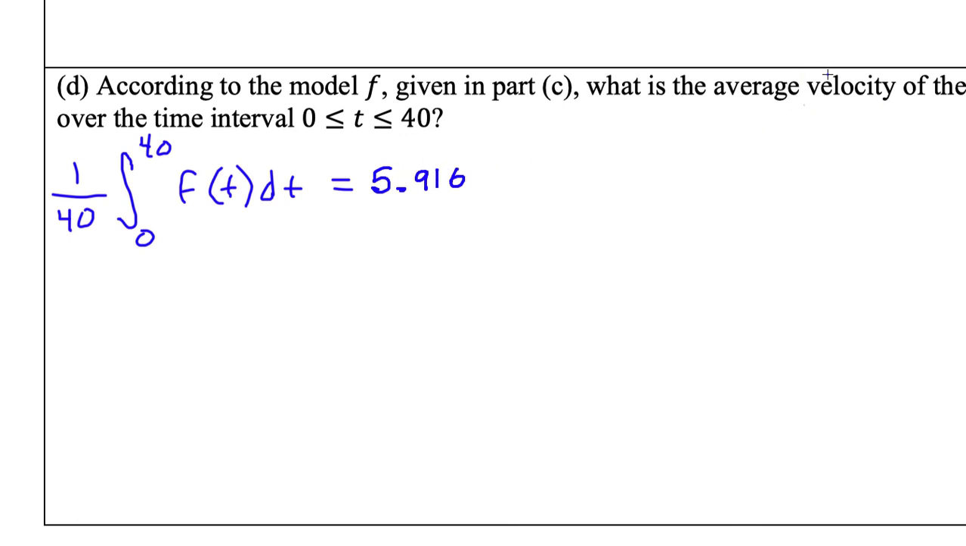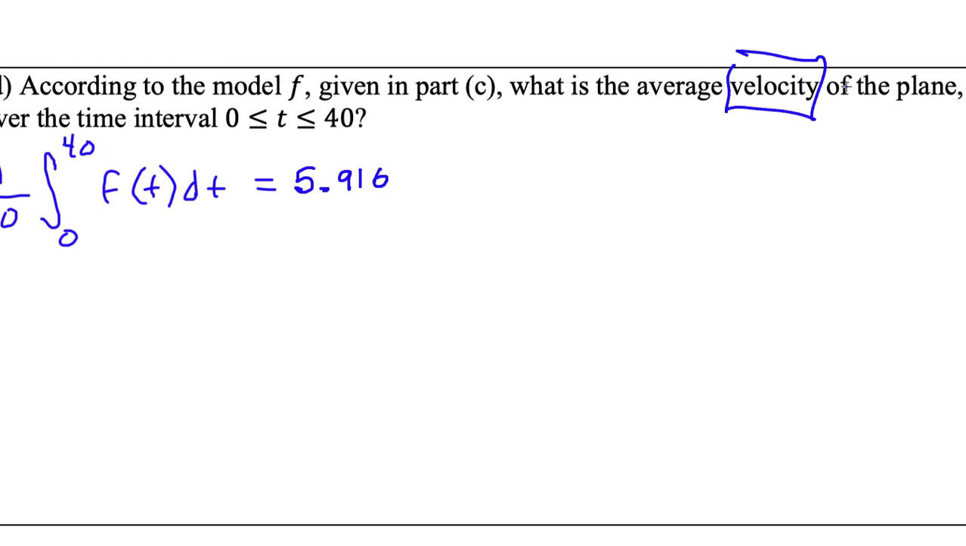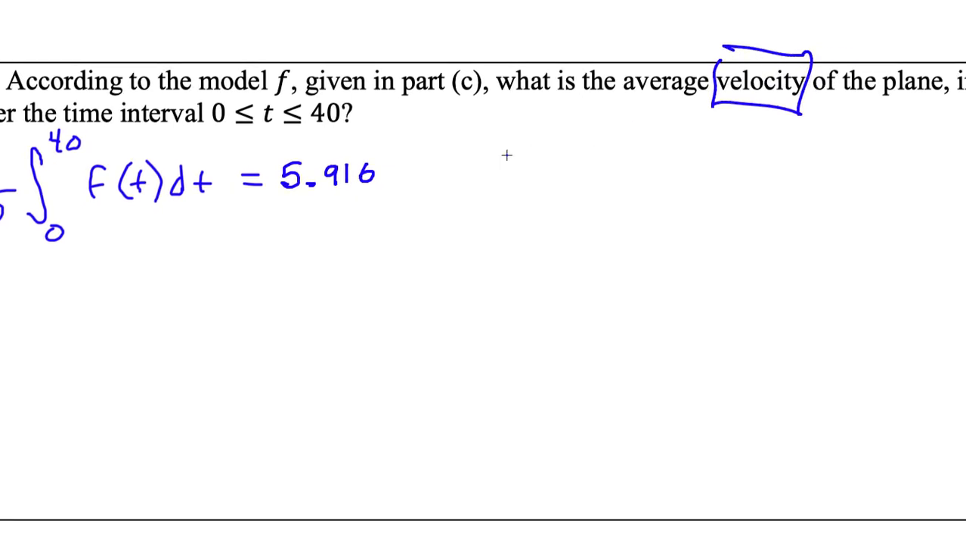So average of whatever, whatever is the units that I'm going to be talking about. So average velocity, my unit should be velocity, which is miles per minute. Cool. So let's come back here.